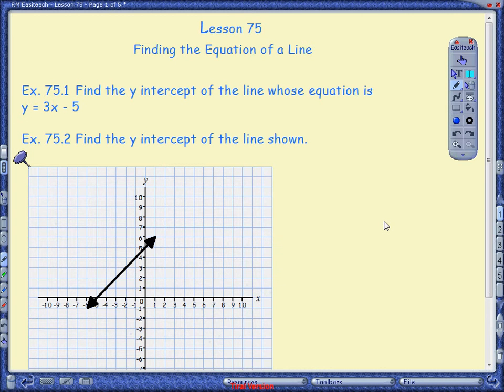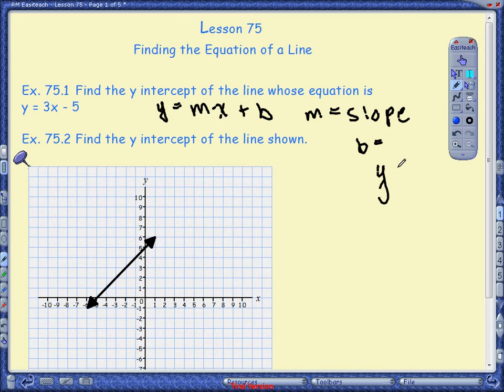In lesson 75, we're going to learn how to find the equation of a line by looking at a graph. We remember from example 75.1 that it's in y equals mx plus b form, where m is the slope of the line and b is the y-intercept, the place where the line crosses over the y-axis. So our y-intercept in this line is b, and it equals -5.